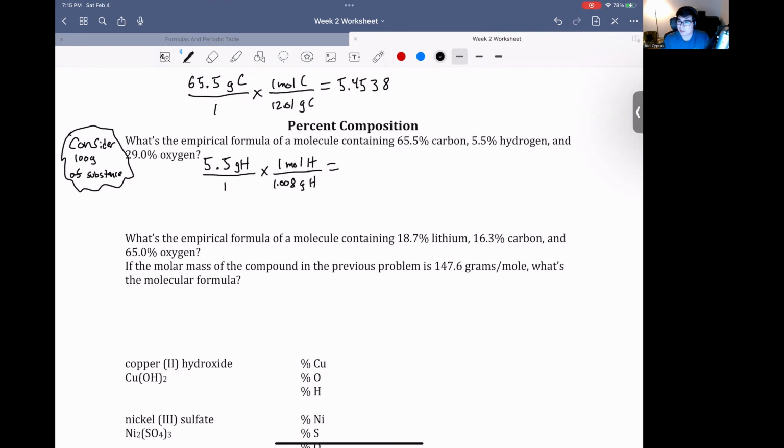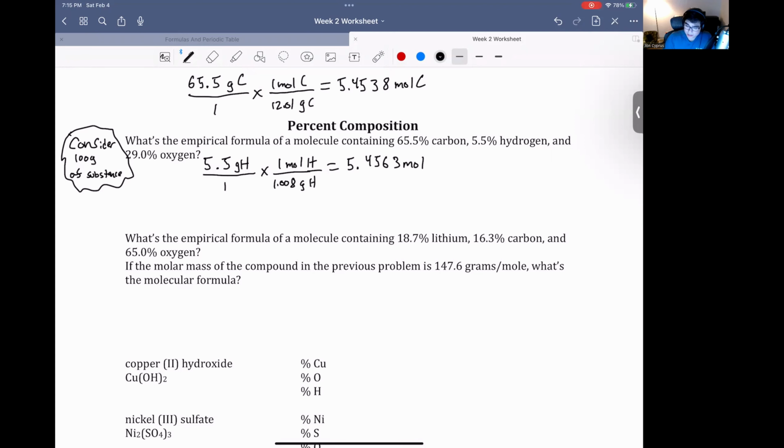We're going to divide by the smallest amount of moles, and I just want to make sure that we're not getting any rounding errors. And then for hydrogen, it's 5.4563. We'll cut it off there.